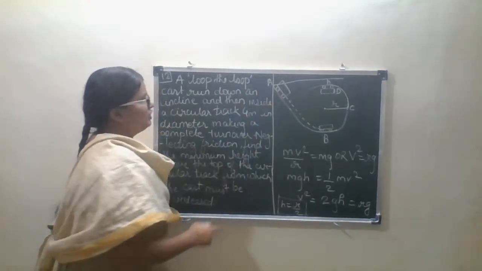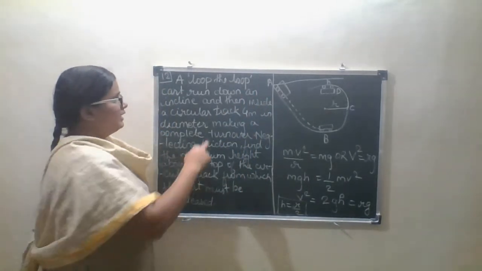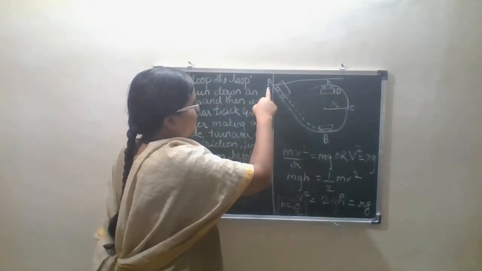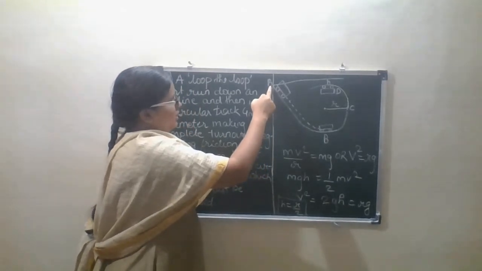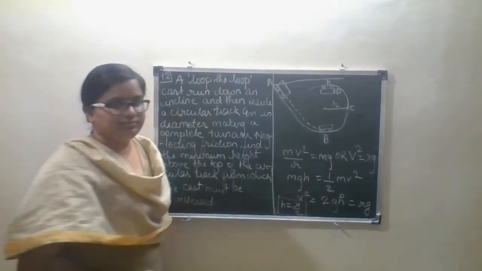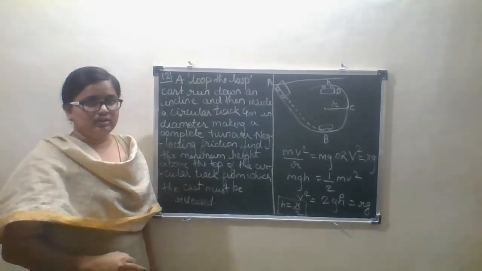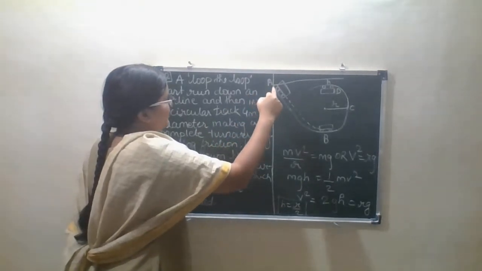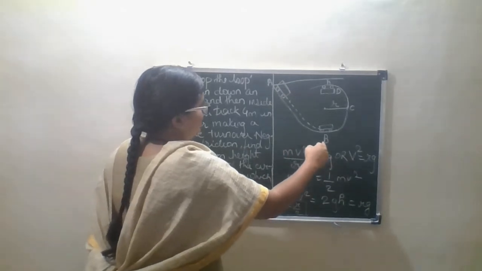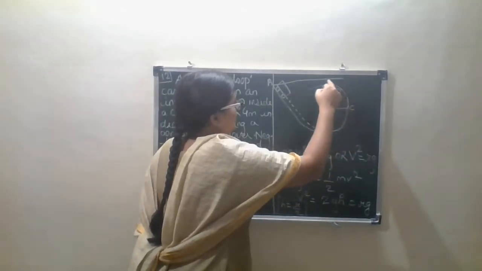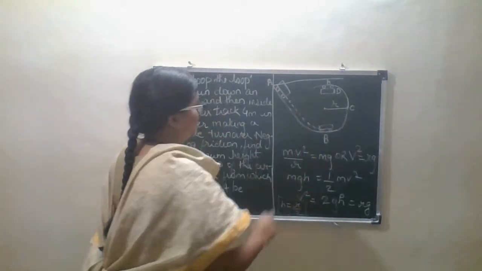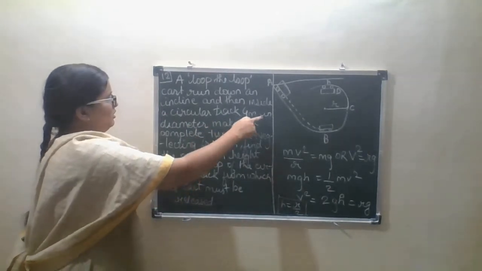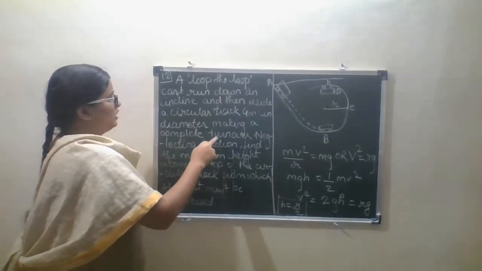This is a car which is moving on an inclined plane and then inside a circular track. The car's initial state was at a point A. It starts traveling from point A down an inclined plane and then in a circular track round completely to the point D. Then inside the circular track, 4 meter in diameter, making a complete turnover.